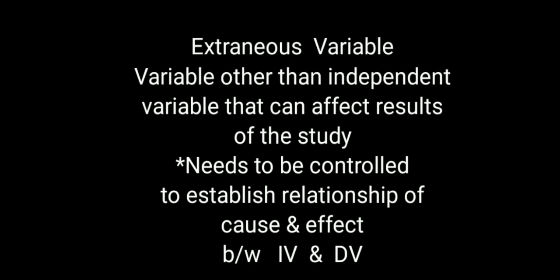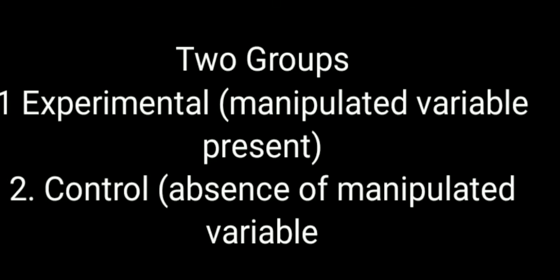Let's now talk about extraneous variables. These are variables other than the independent variable that can affect the results. So the idea is to control all other variables that can influence the results of the study and make interpretations difficult. Also, these need to be controlled so that the researcher is able to identify the cause and effect relationship between independent variable and dependent variable. In experiments, we generally have two groups, an experimental group and a control group.